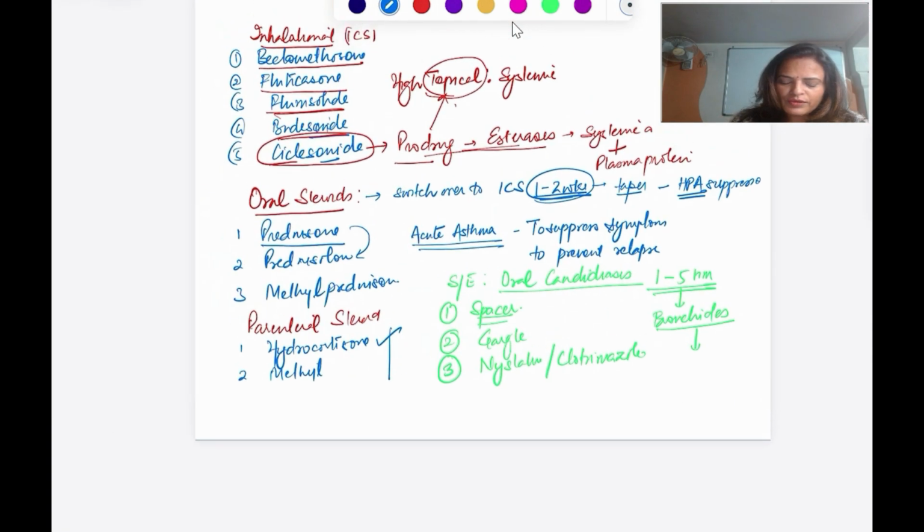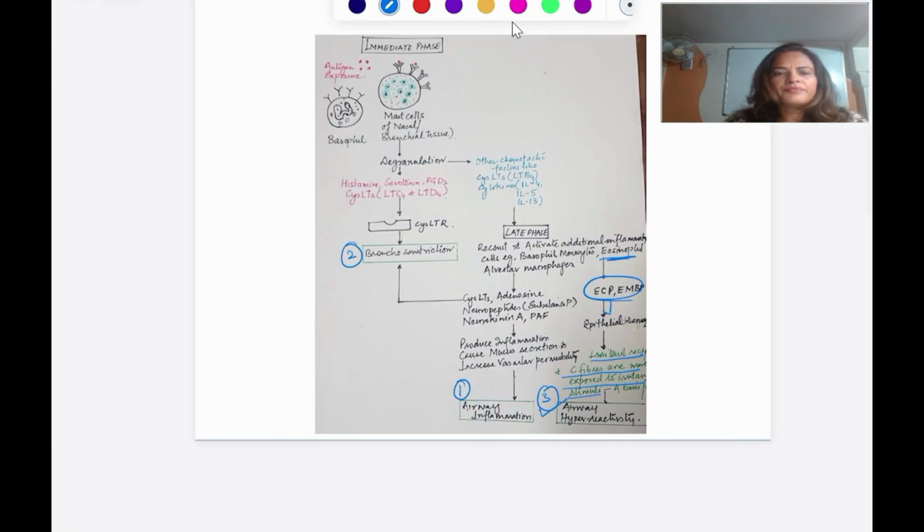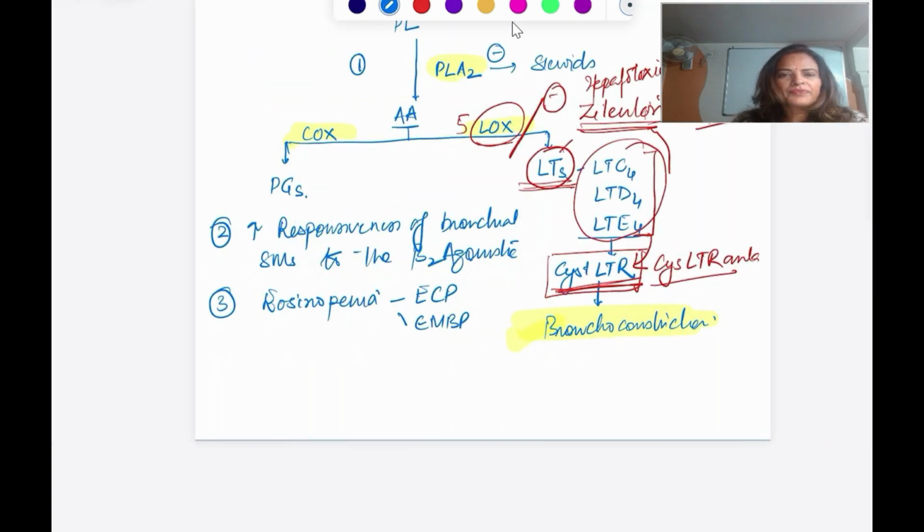I will again focus the same diagram, this one. Okay, what happens? What aspirin does? Aspirin, it is a cyclooxygenase inhibitor. One very important reasoning question, it is very commonly asked in the exam. Why aspirin is contraindicated in patient with the bronchial asthma? Aspirin जो है वो कोई patient है bronchial asthma उसमें हम नहीं देते हैं. Why we don't give? Because aspirin, it is a COX inhibitor.